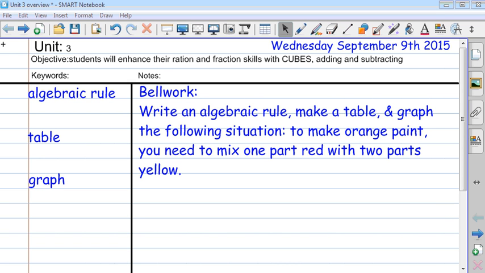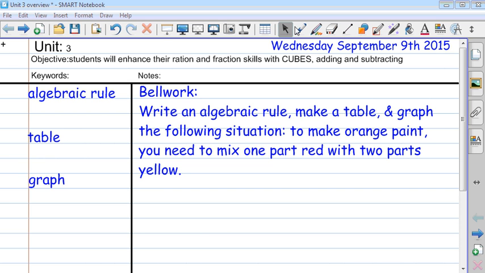Here we go. Here's the lay of the land. Students' objective: students will enhance their ratio and fraction skills with cubes, adding, and subtracting. Our three key words are algebraic rule, table, and graph.